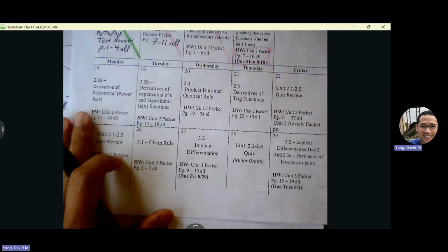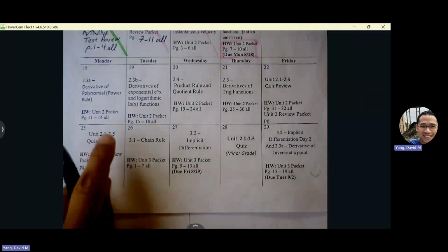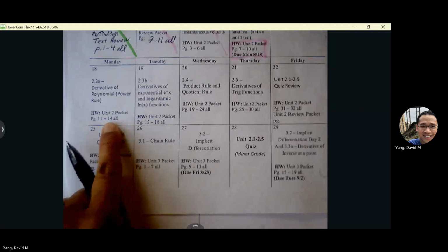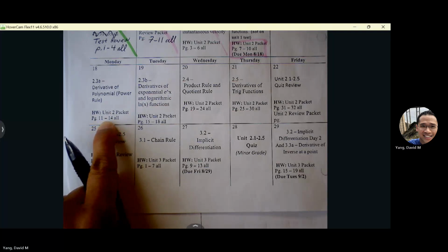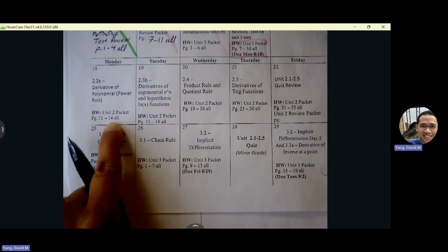All right, your homework is just to finish up to page 14. We started, our homework is really a lot of our classwork. So you can finish up page 13 and 14, and that'll be due tomorrow.